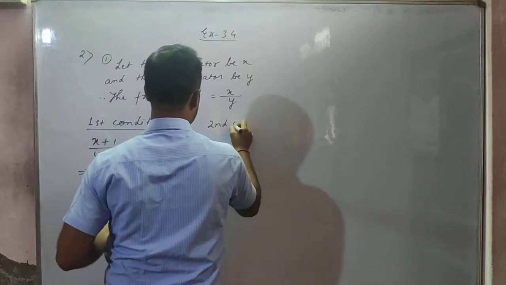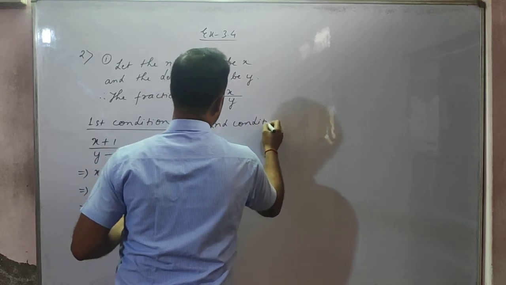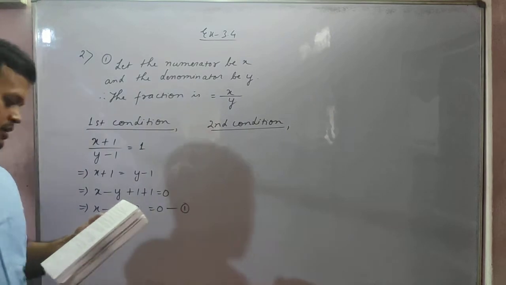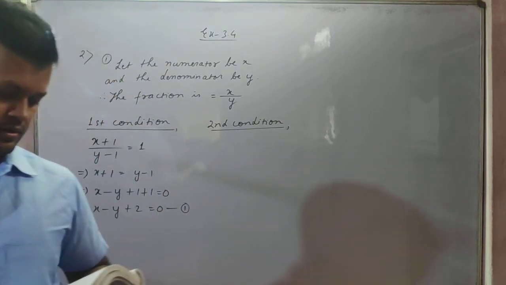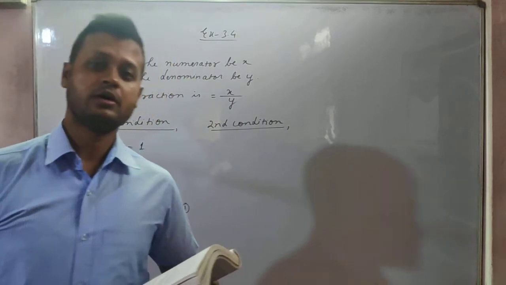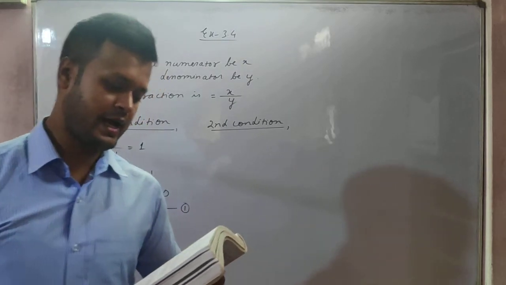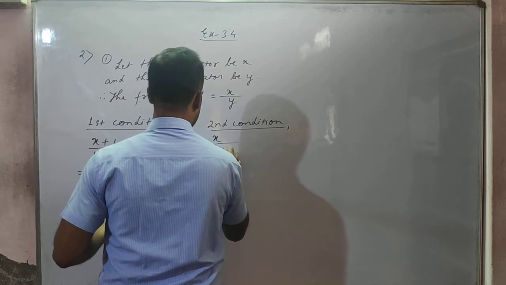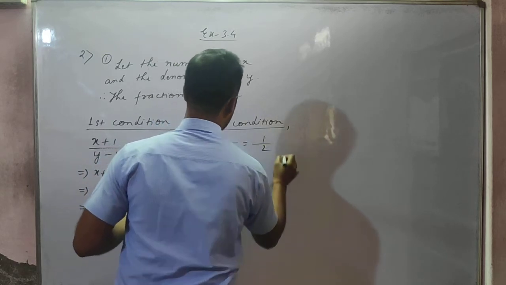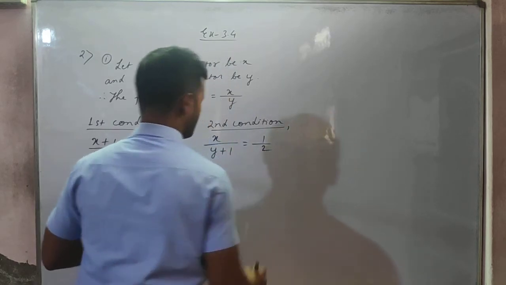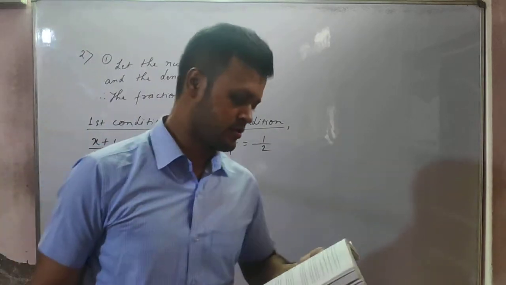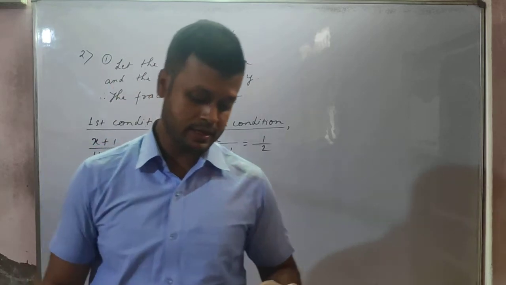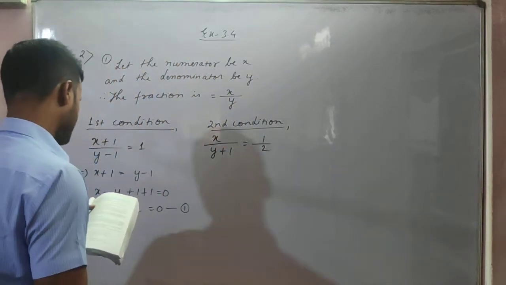And second condition, friends. It becomes 1 by 2 if we add only 1 to the denominator. That means the fraction will become 1 by 2.